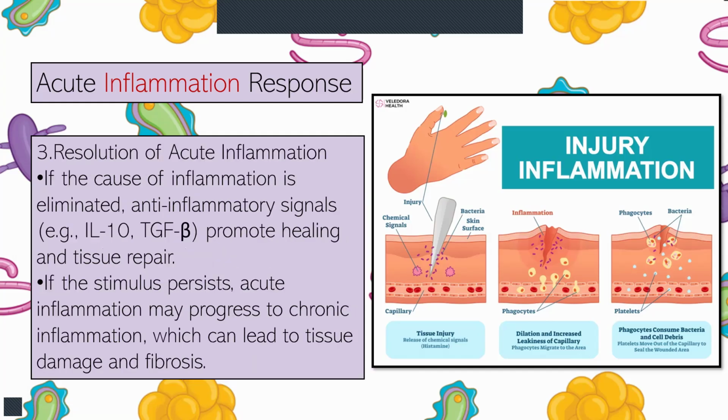In the resolution phase of acute inflammation, if the cause of inflammation is eliminated, anti-inflammatory signals promote healing and tissue repair. If the stimulus persists, acute inflammation may progress to chronic inflammation, which can lead to tissue damage and fibrosis.